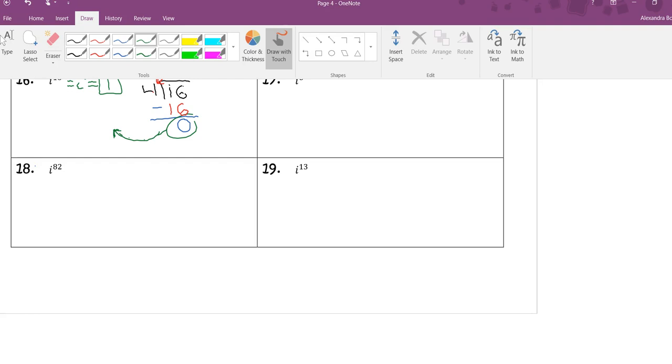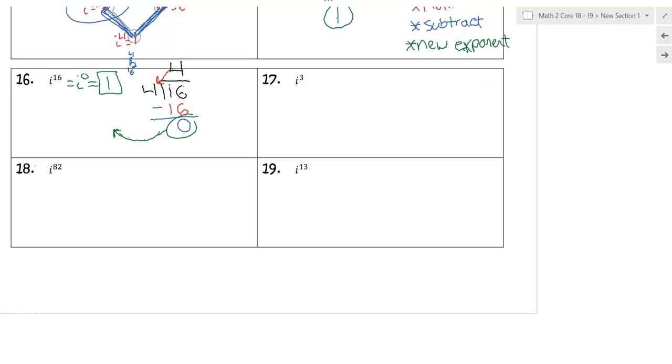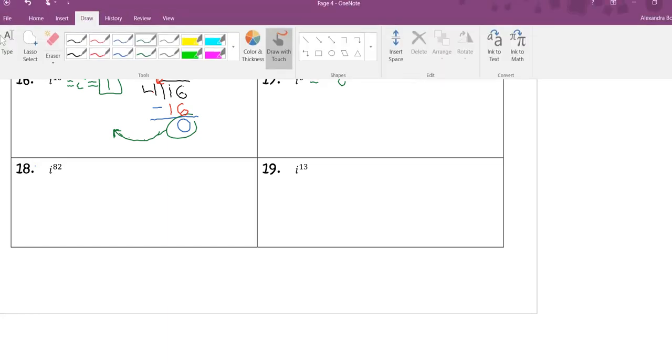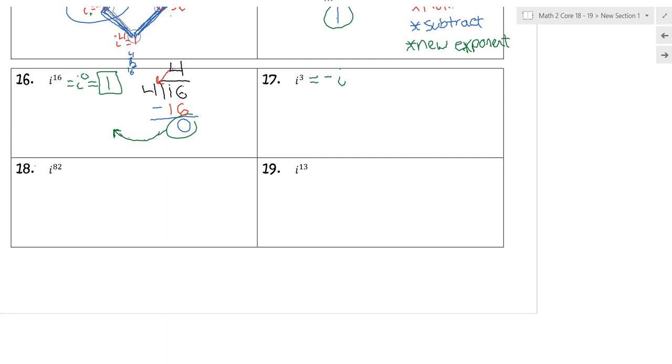Looking at number 17, that one's easy. i to the third is one of our numbers on the chart already. So i to the third is just negative i. Or again, you could run those bases and you're at that third base. Okay. Number 18, this is definitely one I would use the division method for because I don't want to count around 82 times. I feel that would take forever.